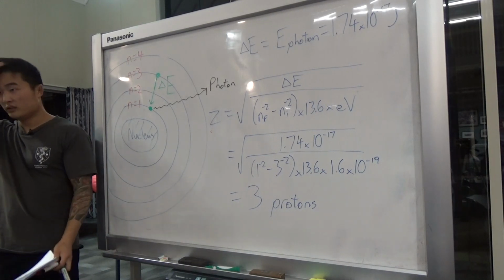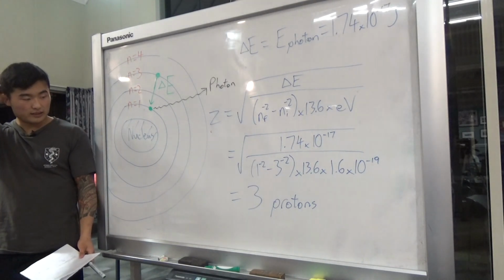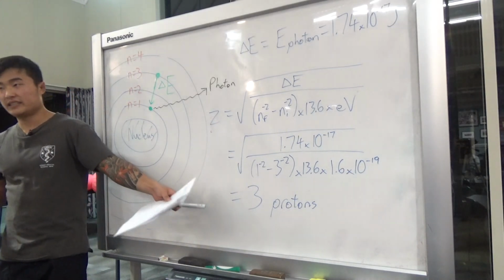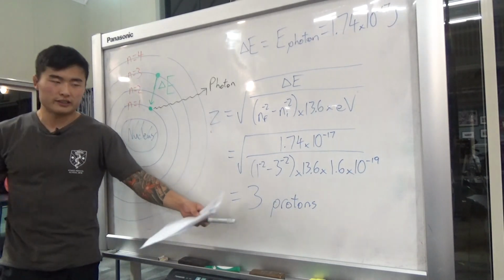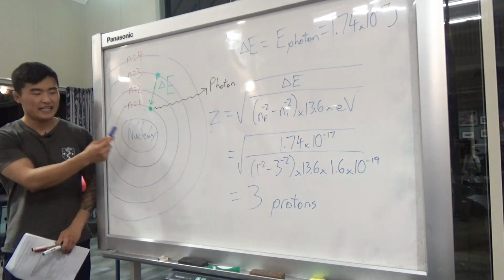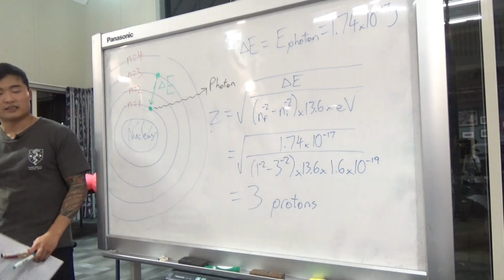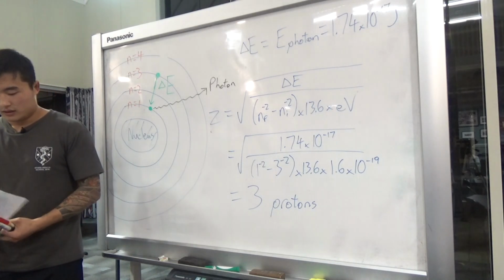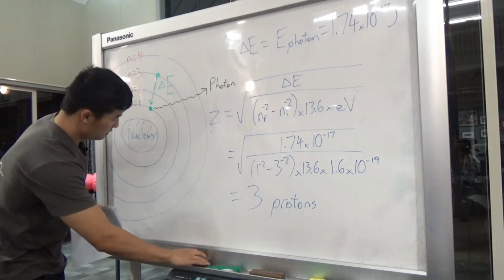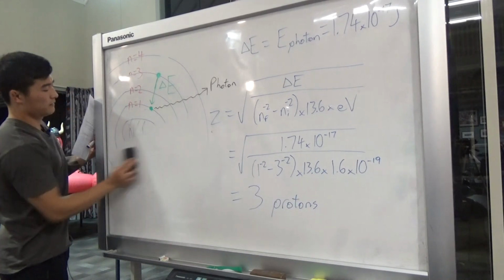Okay, so it's always going to be a whole number. Don't worry if your calculator says like 3.0023 or whatever. But the answer will always be a whole number because you can't have a fraction of a proton in your nucleus. Okay? All right. So we'll move on.